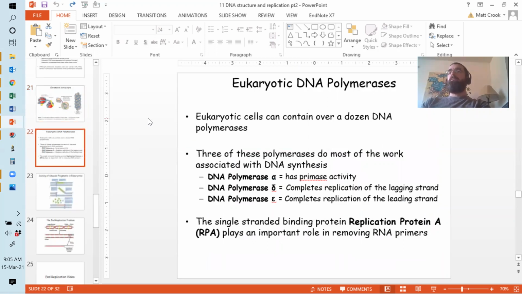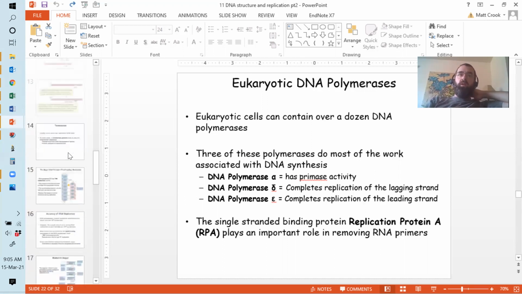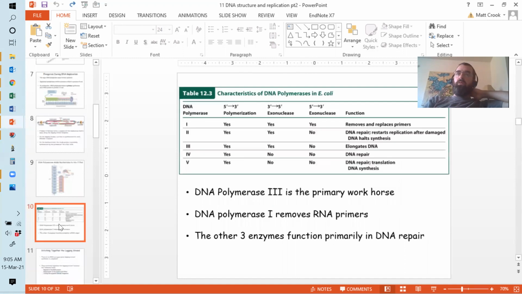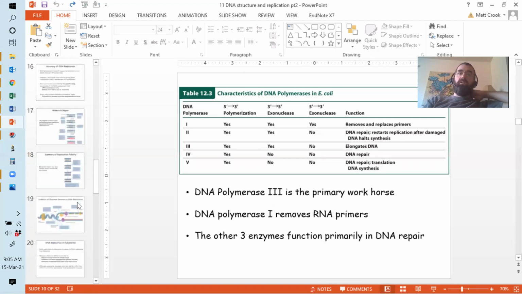Okay, so eukaryote DNA polymerase is a wee bit more complicated than prokaryote ones. The key difference is that in prokaryotes, you have one DNA pol 3, which does all of the elongation, and DNA pol 1, which does removing and replacing primers. So DNA pol 3 does both leading and lagging strands. It continues after primase has started the RNA primer.